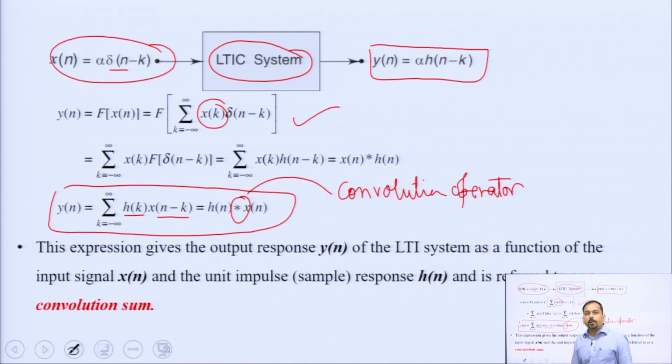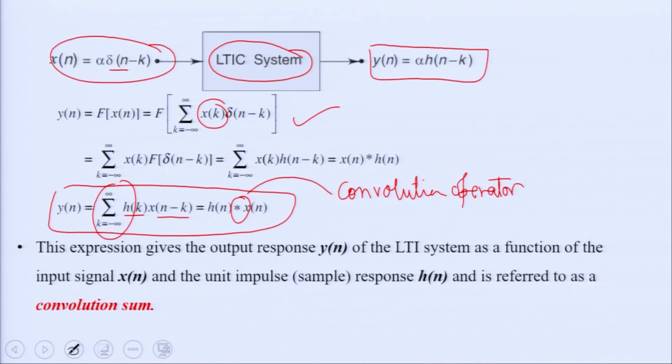This convolution operator is very helpful in determining the response of the system. If we are aware of how convolution works, then we can compute the response of the system. Here we have the summation, so it is also known as convolution summation. If we have continuous time signals and continuous time systems, then we have the convolution integral. So this is the impulse response.